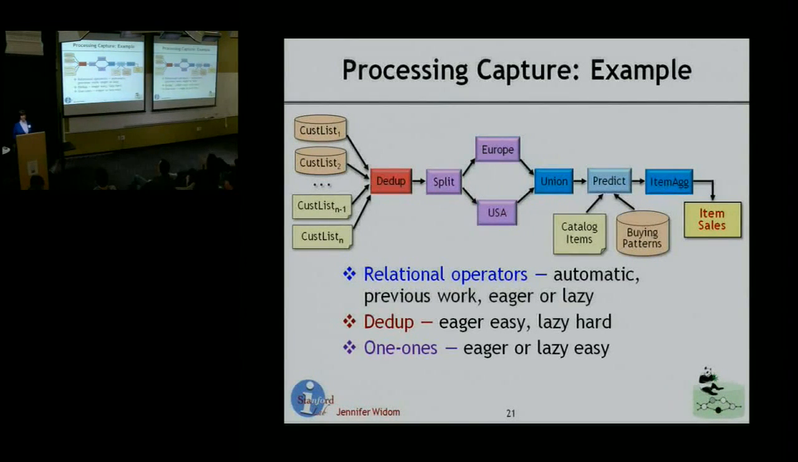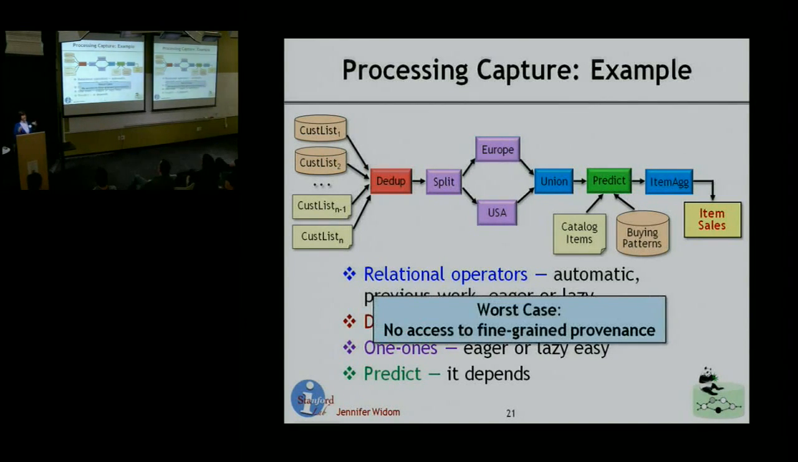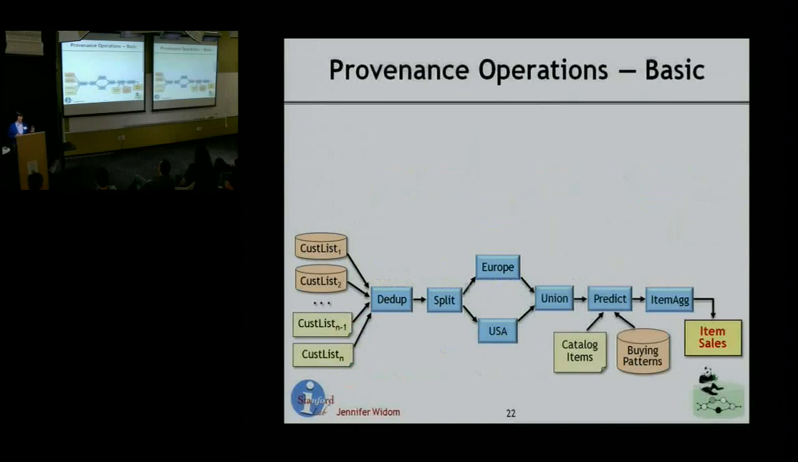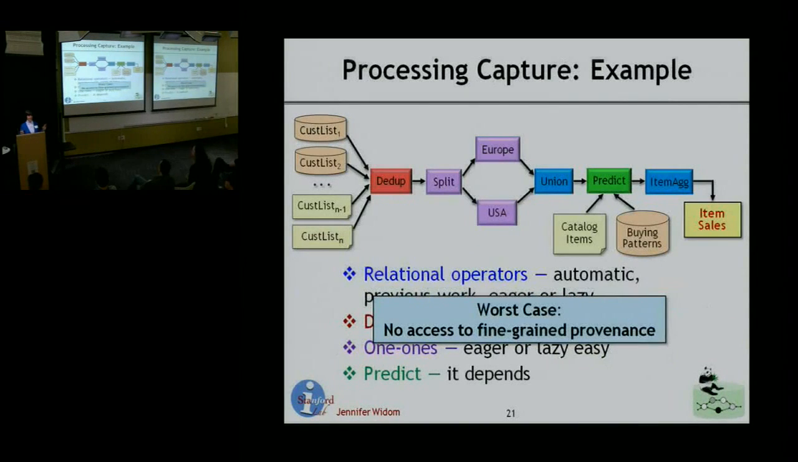The 1-to-1 transformations are very easy. Very often there's a key that you can just trace back and everything works well. You can do it eagerly or lazily. And then the prediction, of course, depends entirely on what's going on inside there. The worst case is that for some of these operators or processing nodes, you don't have fine-grained provenance. That's a problem, because if at some point when you're tracing back all you can say is that the provenance is the entire input set, then you've lost anything useful. Okay? So that's it for capture. I know I'm still kind of general. Any questions at this point?